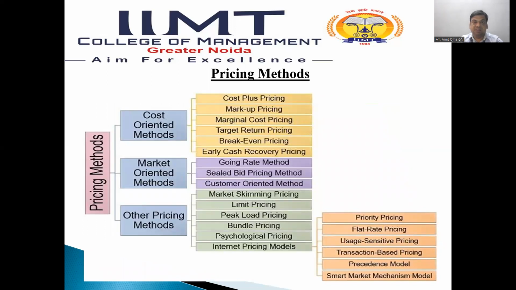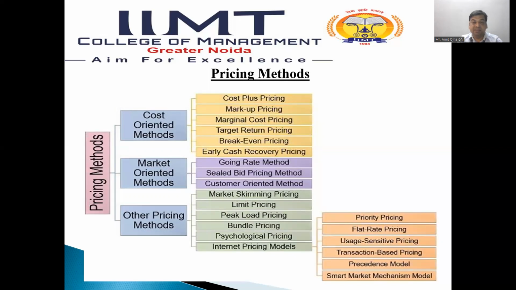Here are some methods which can be used for pricing. Pricing methods are divided into three parts: cost-oriented methods, market-oriented methods, and other pricing methods. The cost-oriented method is a traditional method. It can be divided into six methods: cost-based pricing, markup pricing, marginal cost pricing, target return pricing, break-even pricing, and early cash recovery pricing. The second group is market-oriented methods. Here are the three methods: going rate method, sealed bid, and customer-oriented method.